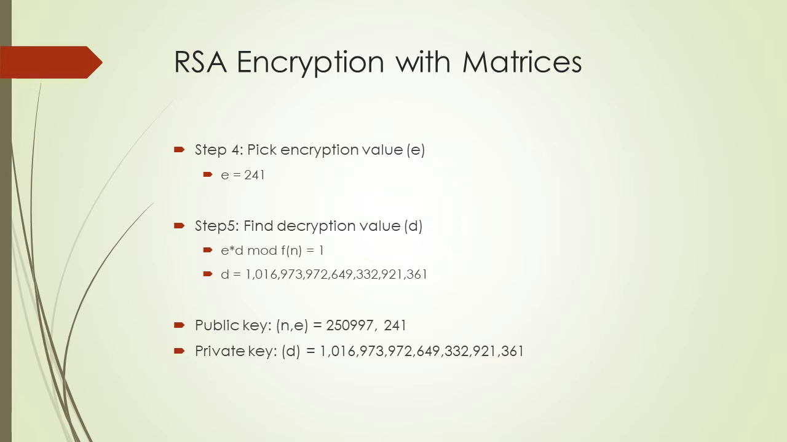So next you will need to pick your encryption value, which here we just picked 241. It's just a number that works. So the decryption value will be E times D mod F, or mod your previous value, which will equal 1. So here you need to find D. So here it will be 241 times D mod the previous 10 to the 21st number, which will then give you 1.01 times 10 to the 21st. So your public key will be N and E, which will be 250,997 and 241. Your private key of D will be 1.01 times 10 to the 21st.